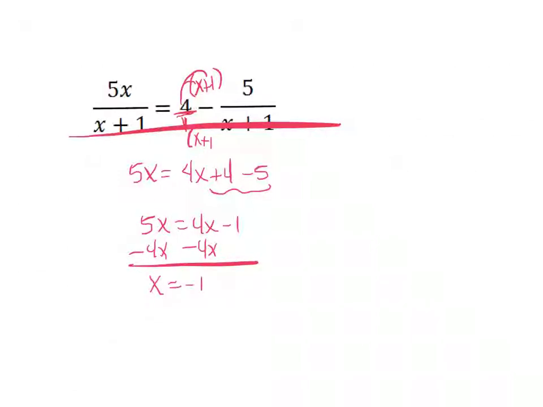Now if I go back to the beginning, if I plug in negative 1 here, I get a 0 on the bottom, which means negative 1 cannot happen. So I actually have to cross that off. And since that was my only answer, that means I actually have no solutions for this problem.